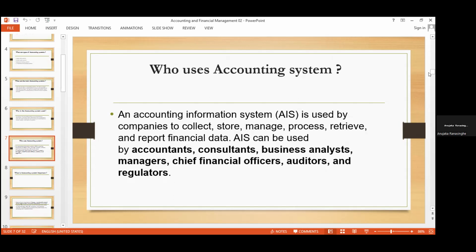Please read this slide. Please tell me, one of your group. Accountant. Yes, another one. Manager. Yes. Auditors. Yes. Government officers, government organizations. Any other? All are called interested parties.